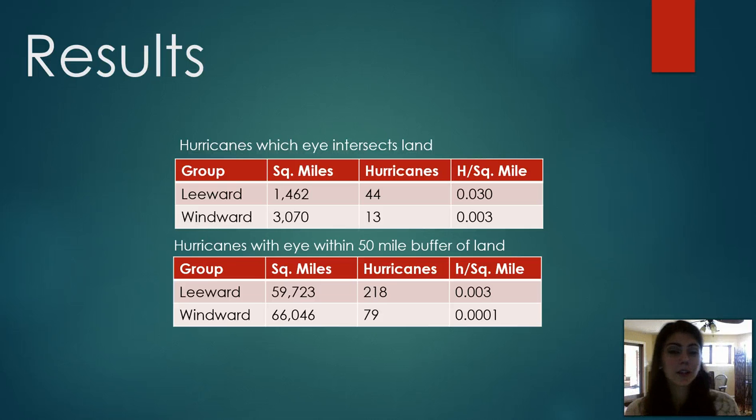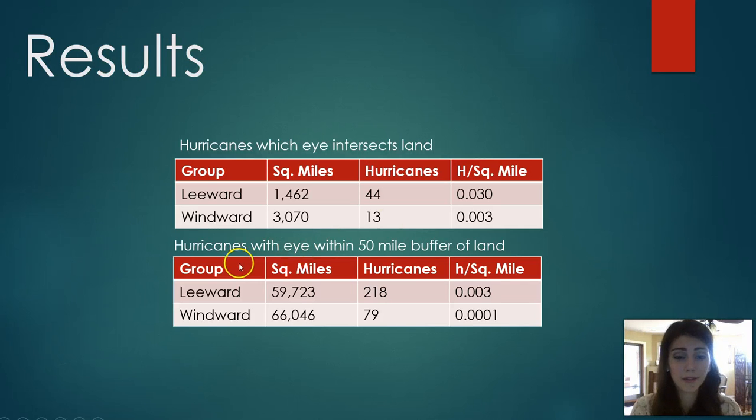Then I analyzed hurricanes which I intersected the actual land, so not the buffer, but actual land masses. So first I totaled the square miles of land for both the Leeward and the Windward groups. Interestingly, the Windward has a little bit over double the amount of land than the Leeward. However, the Leeward Island had 44 hurricanes and the Windward Island only had 13 hurricanes, which is quite a big difference.